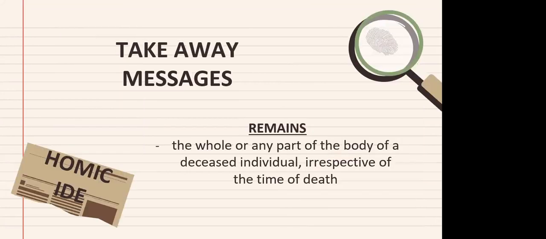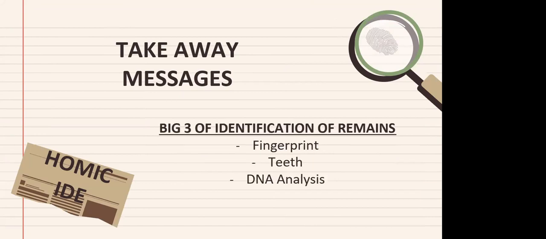Okay po. So, now we have takeaway messages. Remains is the whole or any part of the body of a deceased individual irrespective of the time of death. Next po. So, the big three, again, of the identification of remains, we have the fingerprint, teeth, and the DNA analysis. Next po.